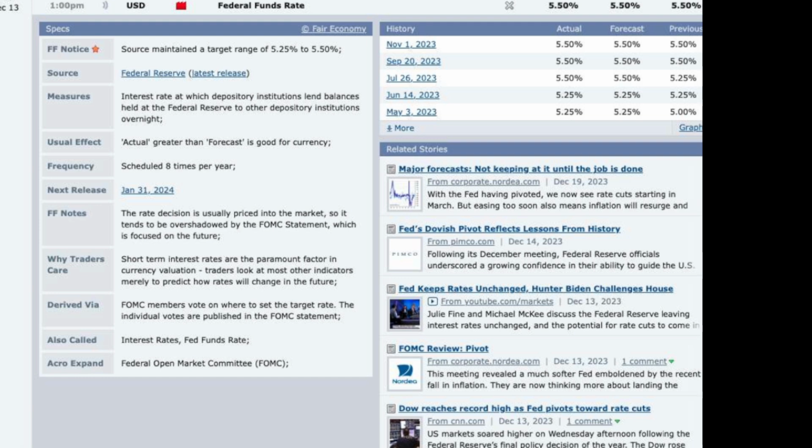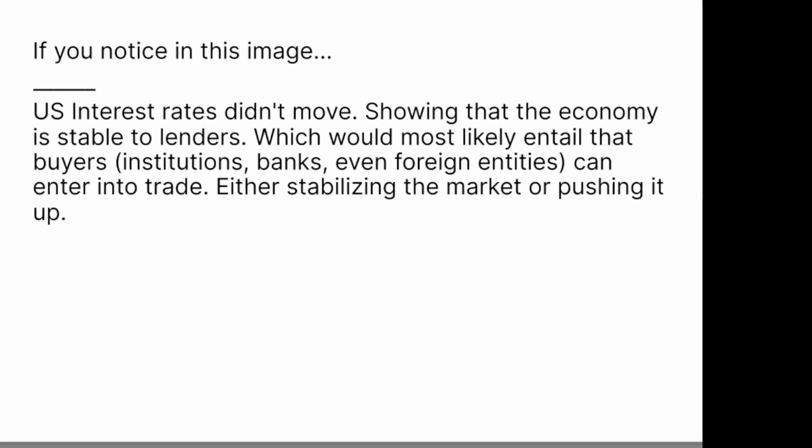And so when I look at this, I can kind of predict a possibility of what's going to happen in the market. So again, if you notice in this image, the US interest rates didn't move, showing that the economy is stable to lenders. So those lenders came in and said, okay, we're going to lend you what you need while your interest rate is 5.5%. This is great because when you pay back, that's the interest you're going to be giving us back. We're going to make money, right?